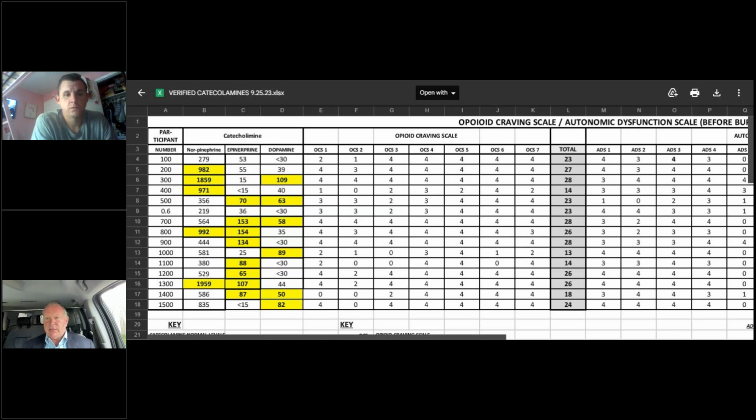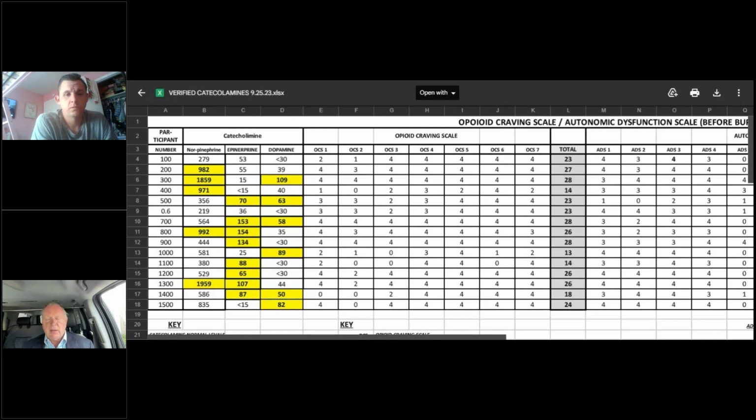There's no blood test you can do to show that your sweat glands have lost control. There's no blood test that you can do to show that your hair follicles have lost control. There's no blood test that you can do to show that your bowels have lost control. But there is a blood test that we can do to show that your adrenal glands have lost control.